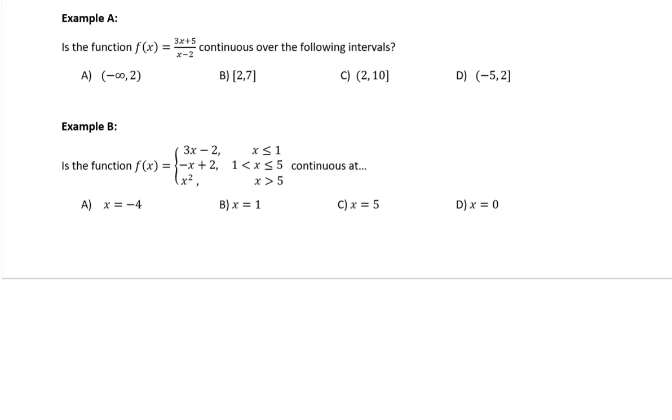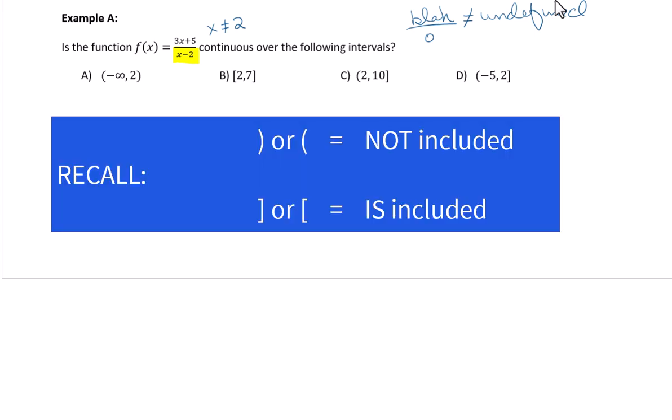In example A, we're asking if the function f of x, which is 3x plus 5 over x minus 2, is continuous over the following intervals. The first thing we need to note is that this is a rational function, a fraction. And since we cannot have 0 in the denominator, remember anything over 0 is undefined, which tells us x cannot equal 2. In A, we're asking if it's continuous over the interval from negative infinity to 2. Notice 2 is not included, so yes, it is continuous.